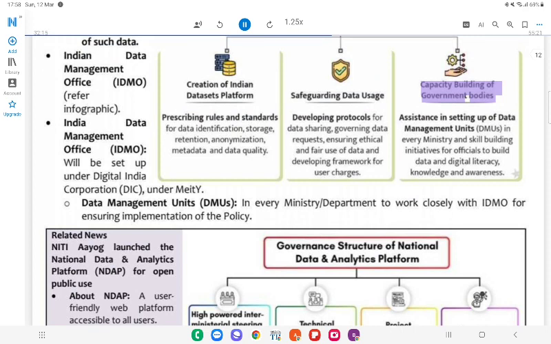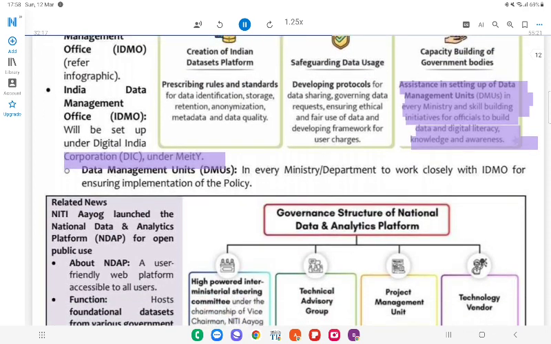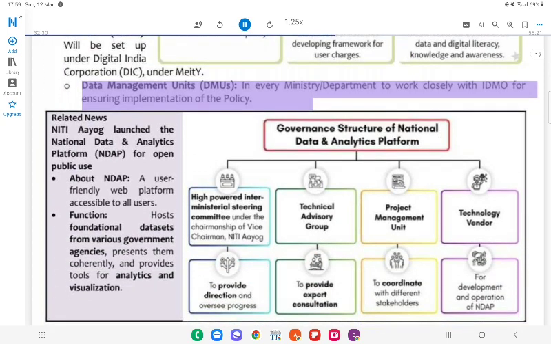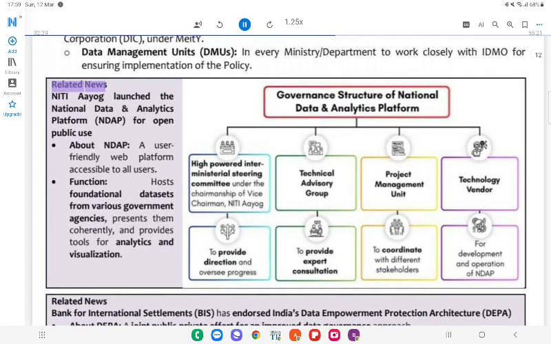Capacity building of government bodies: assistance in setting up Data Management Units, DMUs, in every ministry and skill building initiatives for officials to build data and digital literacy, knowledge and awareness. Cooperation: DMUs in every ministry and department to work closely with IDMO for ensuring implementation of the policy.